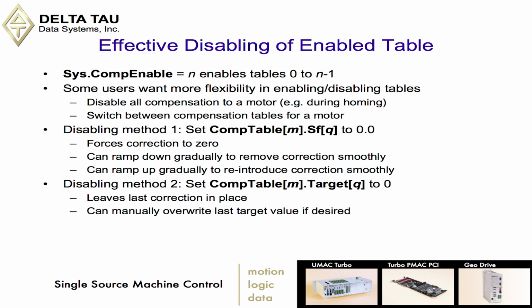One of the things you could do to immediately disable any compensation table would be to set the single element, named scale factor, CompTable[m].SF[q], to 0. Just set the scale factor to 0, and any calculations going on in the compensation table, the output is just set to 0. So that immediately disables the table.